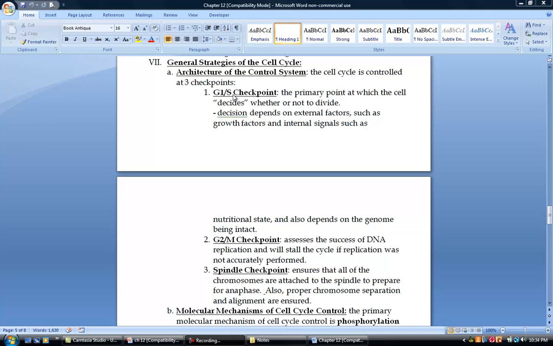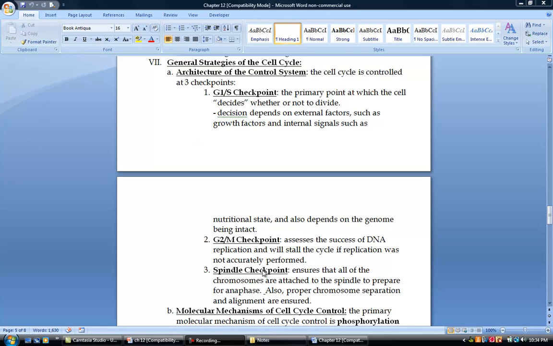The first checkpoint is called the G1S checkpoint, and that's the most important one because that's where the cell is going to look at external and internal cues and decide whether it is time to divide or not. Things like nutritional state would be a huge one in determining whether the cell is in a good enough state to go through with cell division. If it is in a good enough state, it's going to produce a protein called cyclin, and that's going to allow it to proceed to the next phase, which we'll talk about.